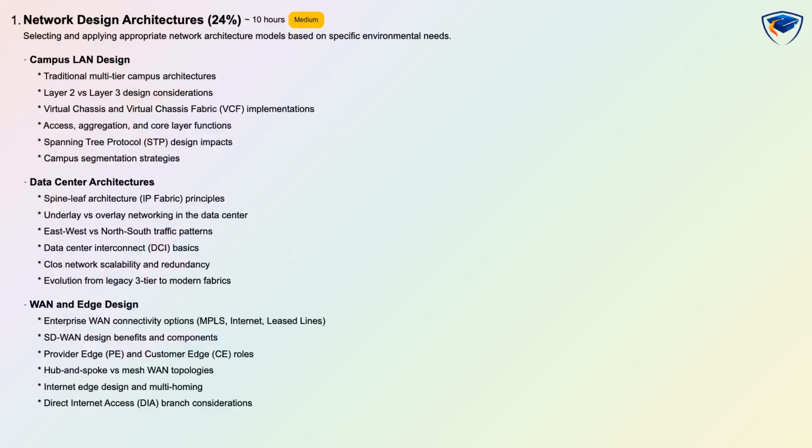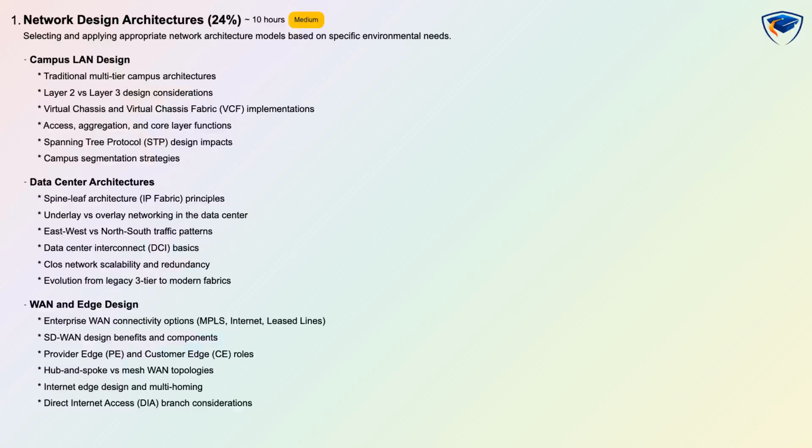Network Design Architectures is 24% of the exam and focuses on selecting and applying appropriate architecture models. This medium difficulty domain recommends about 10 hours of study and is assessed with conceptual and scenario-based questions. You will learn campus LAN design including traditional multi-tier models, Layer 2 versus Layer 3 trade-offs, virtual chassis and virtual chassis fabric implementations, access, aggregation and core layer functions, spanning tree design impacts and segmentation strategies.